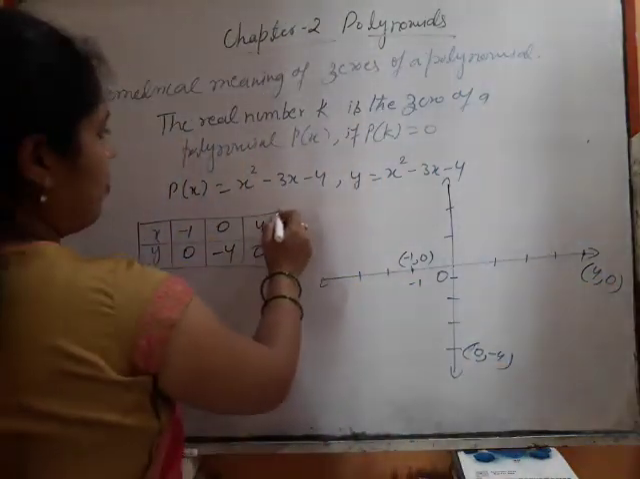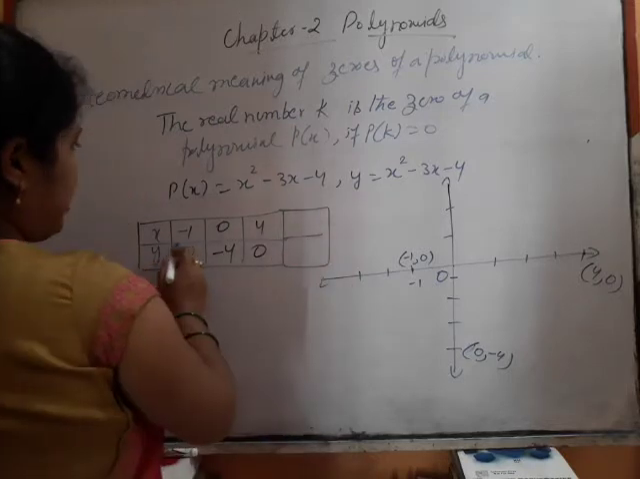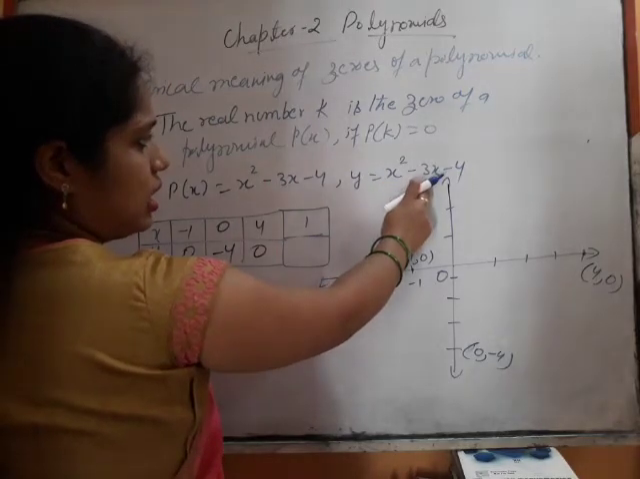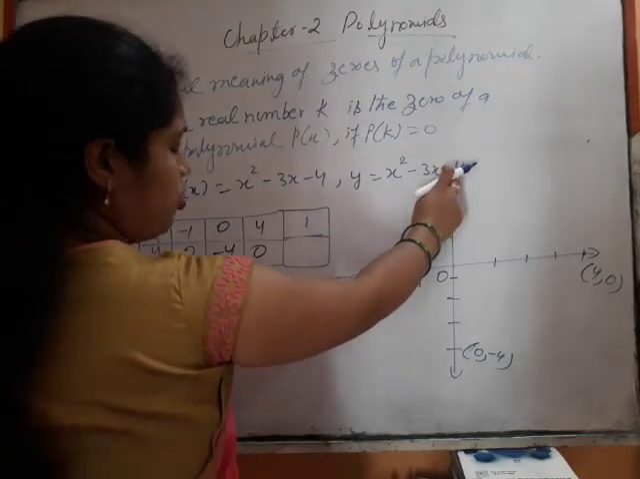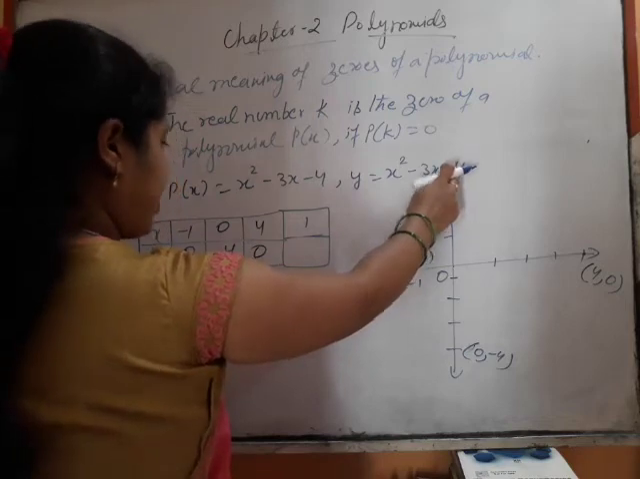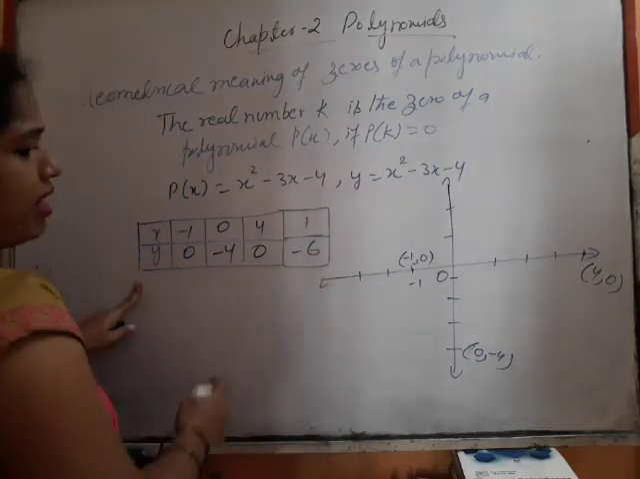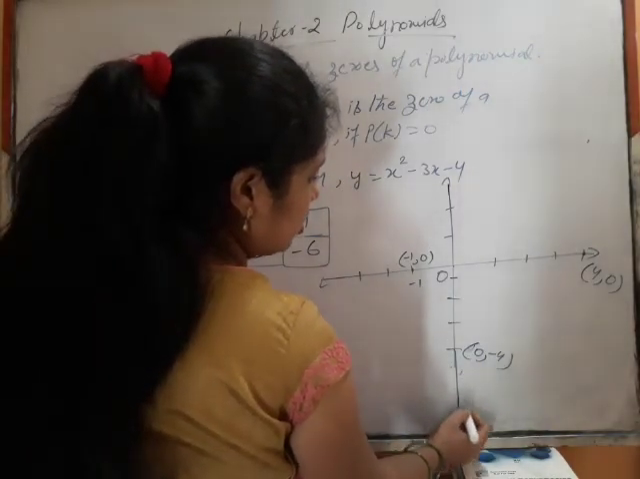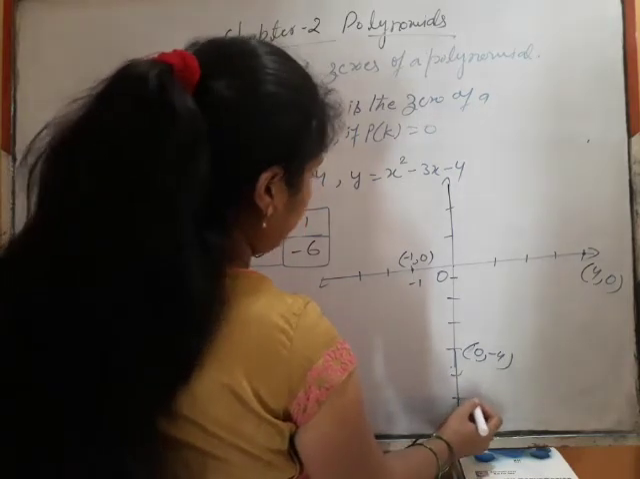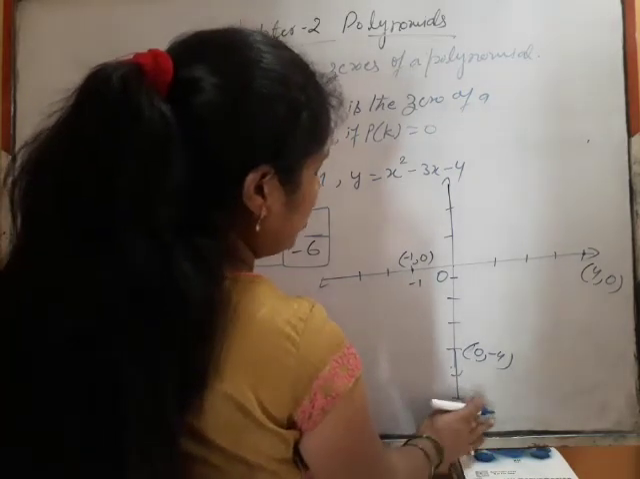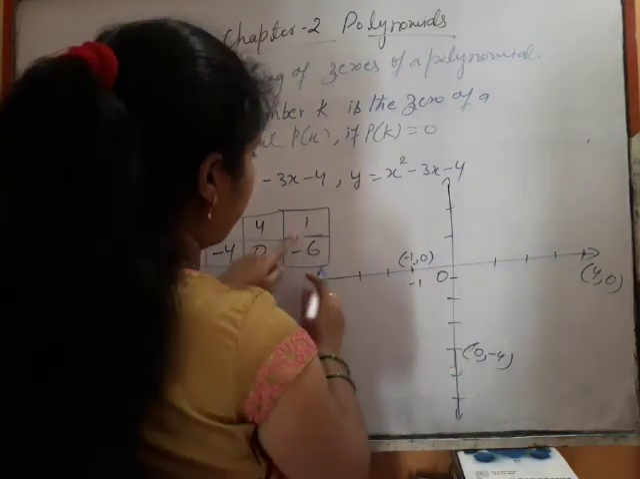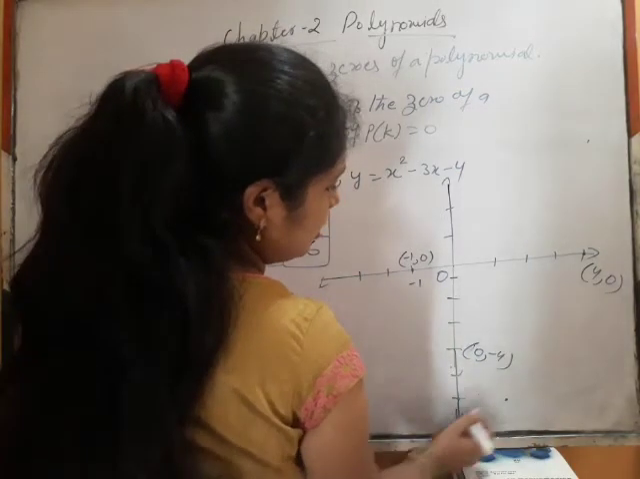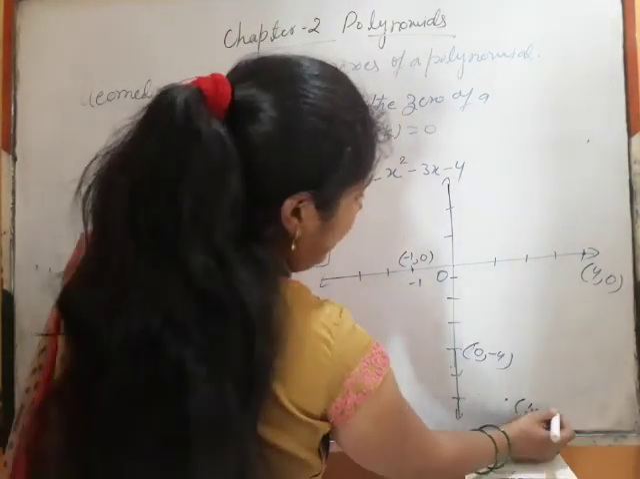If you want to take more values, we can have more. Here I have taken minus 1, no, let us take plus 1. Plus 1: 1 minus 3 is minus 2, minus 2 minus 4 we get minus 6. So one more point we will get here. Here minus 4, minus 6, so it will be not here. 1 on the x axis and minus 6 on the y axis. Near about here it will be 1 and minus 6.